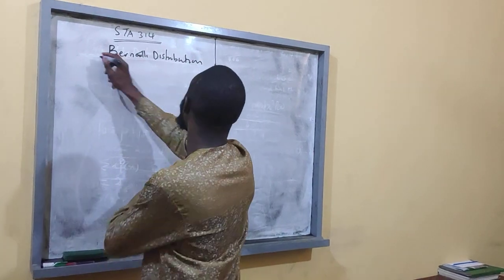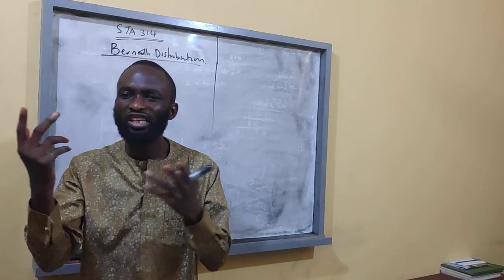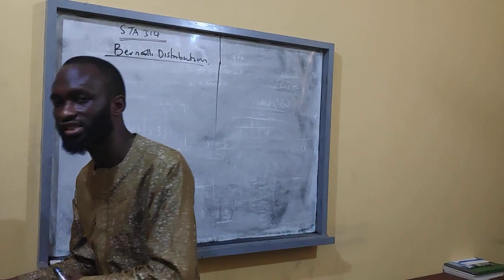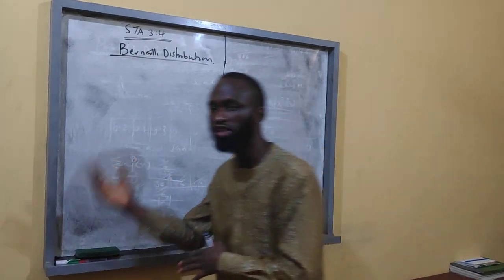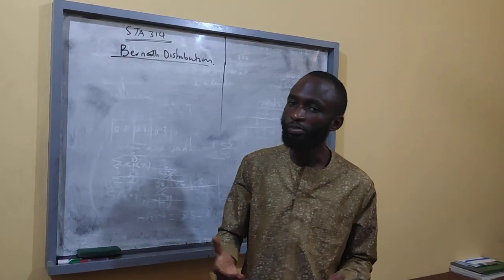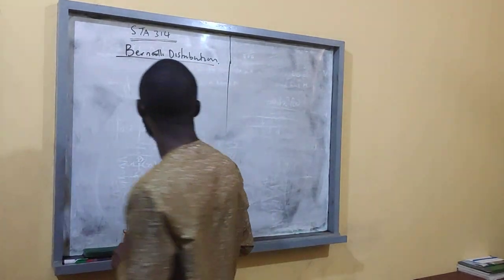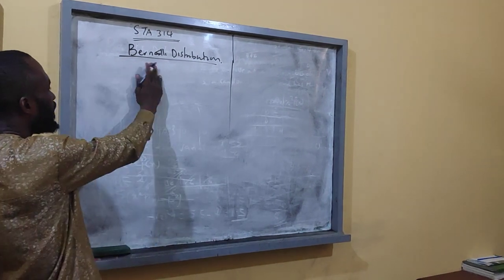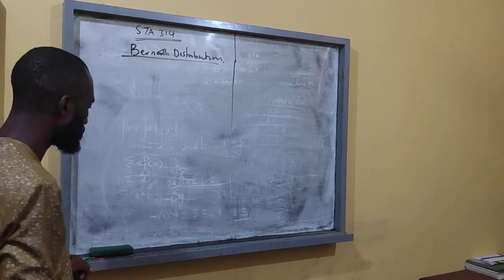Now, when you talk about Bernoulli distribution, we are only talking about two different events, either failure or pass. It's a game of two chances. It is either a success or failure. It means the number of trial is just one. Then, under this, the first we are going to look at is what is called the PDF, probability density function.